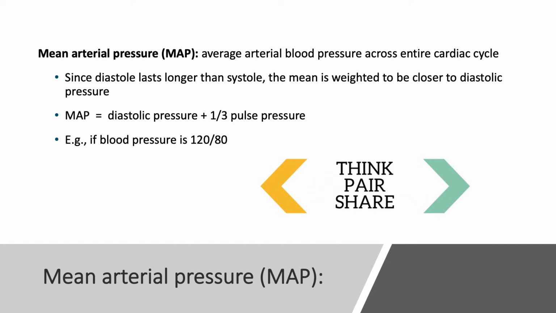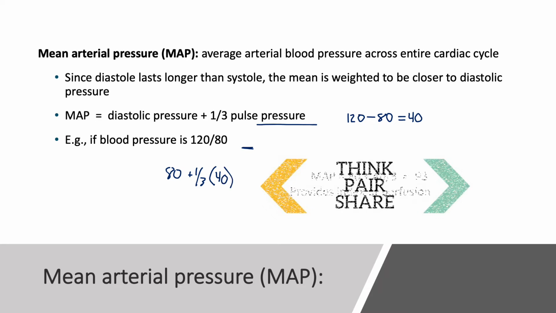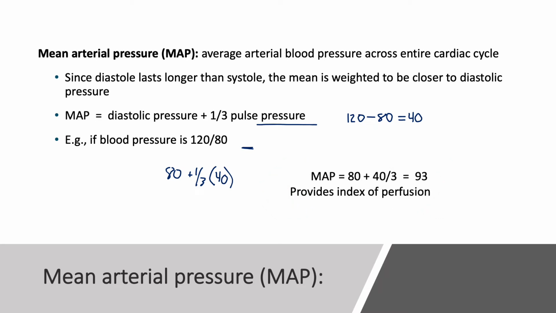So take a minute and, as a think, pair, share, calculate MAP given a blood pressure, our average blood pressure, of 120 over 80. Well, the first thing we need to do is determine this pulse pressure. And the pulse pressure, remember we said, is the difference between the systolic and the diastolic. So we'll do 120 minus 80, and that gives us a pulse pressure of 40. Okay? And then we take the diastolic pressure, which is 80, and then we add 1/3 that pulse pressure. Okay? So that's going to give us a MAP of 93.